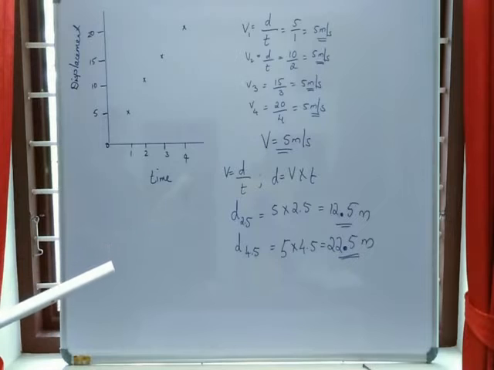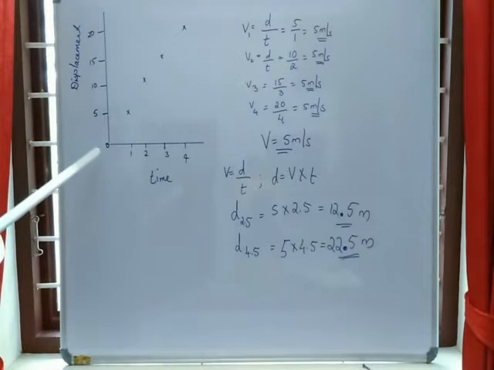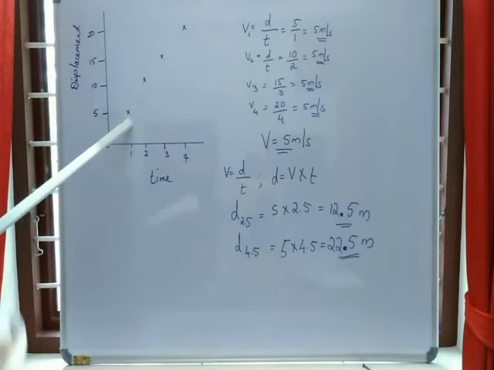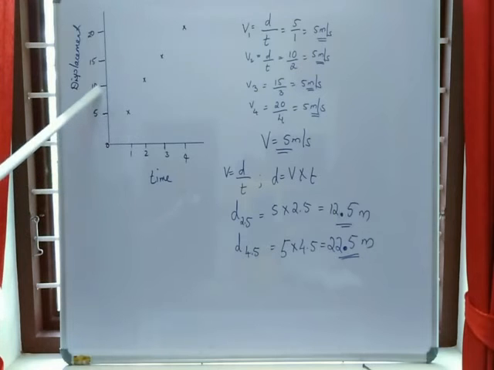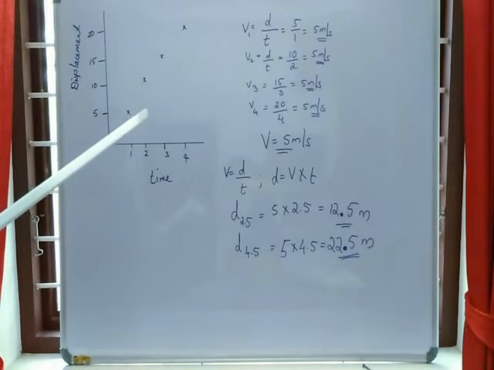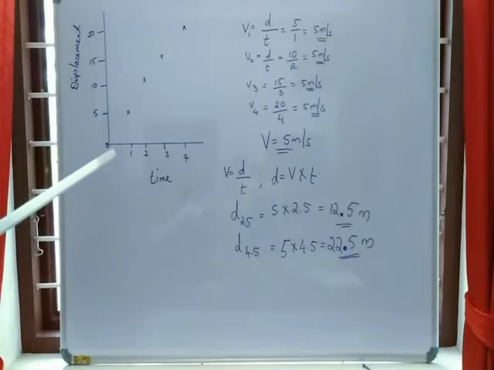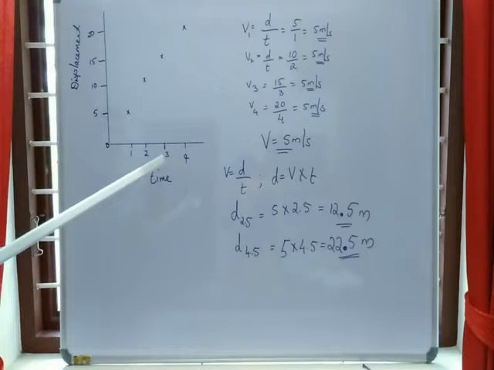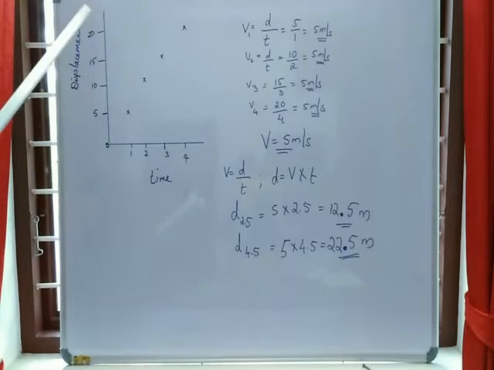Next, question number 2. A tabular column is given, time versus displacement. At time 0, displacement is 0. After 1 second, displacement is given as 5. So for 1 and 5, just put a cross here. Then time is 2 seconds, displacement 10. So draw a straight line. Since I am not using the proper measure, when you draw, take proper measure, use your scale. Then you will get 2 and 10. Then third second 15, fourth second 20.